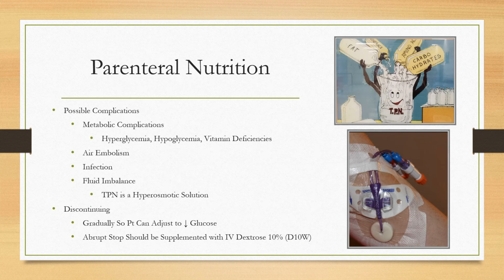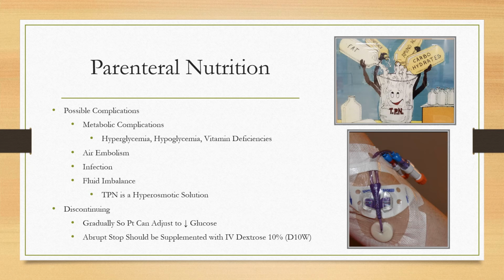Okay, in terms of possible complications of parenteral nutrition, you can definitely have metabolic complications because you're actually putting food right into the venous system, right? It's not going through the gastrointestinal tract. It's not being processed by the liver. So you can run into issues with hyperglycemia if, say, too much TPN were being administered or the patient just can't tolerate the load of glucose that's being administered.